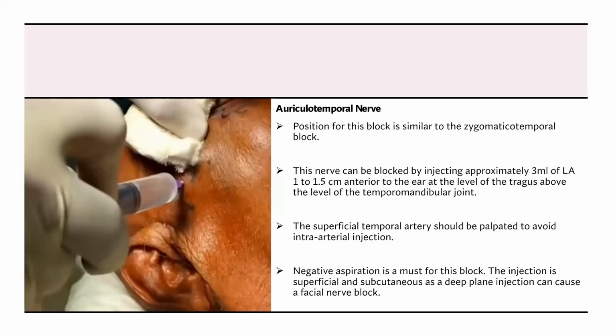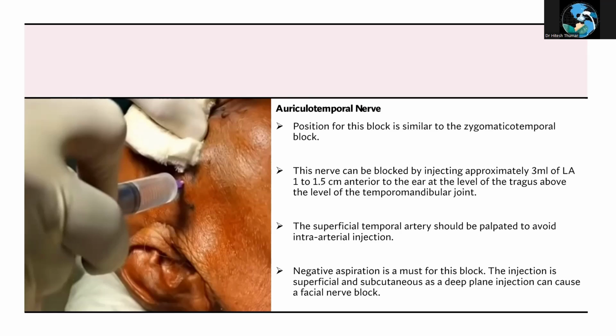The auriculotemporal nerve will get blocked. The nerve can be blocked by injecting approximately 3 ml of local anesthetic, 1 to 1.5 centimeters anterior to the ear at the level of the tragus, above the level of the temporomandibular joint. The easy identification is to palpate the superficial temporal artery and go posterior to it. A complication may be that if you don't aspirate, you may inject into the superficial temporal artery, so negative aspiration must be compulsory for this block.